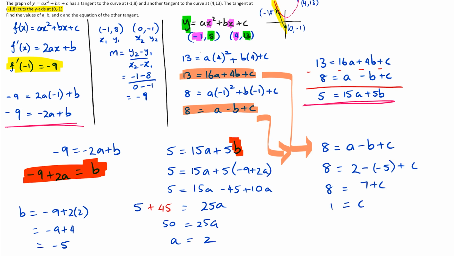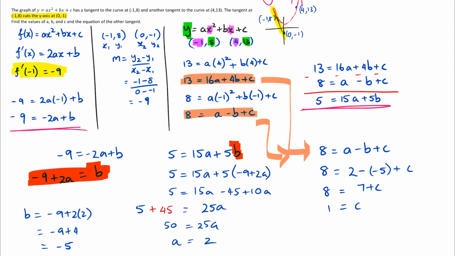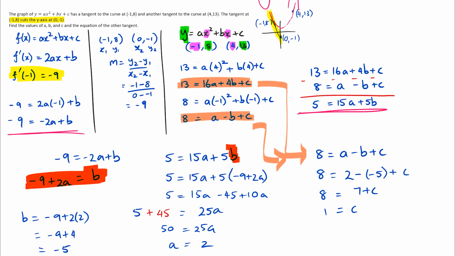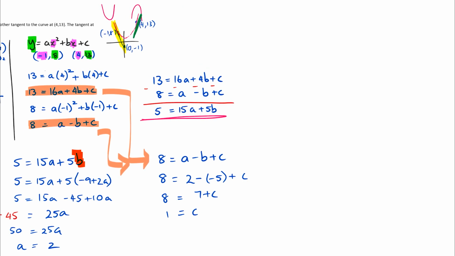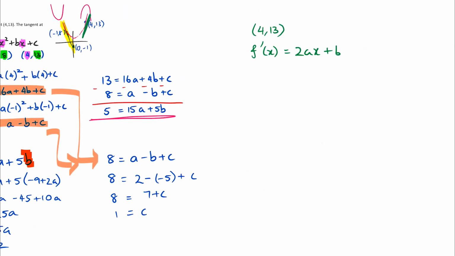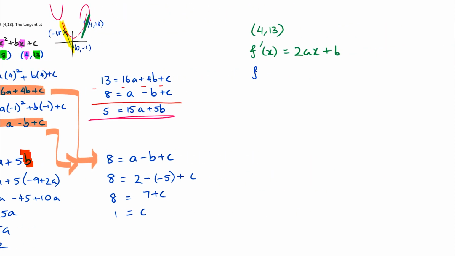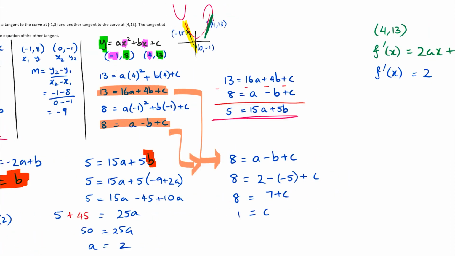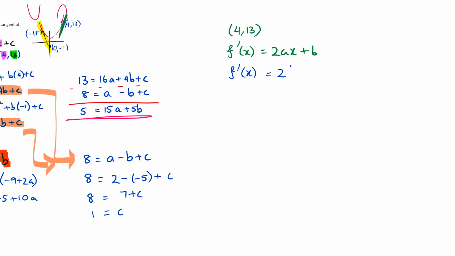So we've figured out what a, b and c are, and now we need to figure out the equation of the other tangent. So the other tangent is this green line right there. To do that, we know the point is (4, 13). We know the gradient function was 2ax plus b, I think it was. Yep. And we also know what a and b are. So a was 2, b was -5.